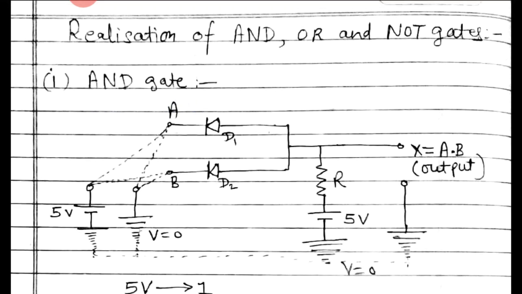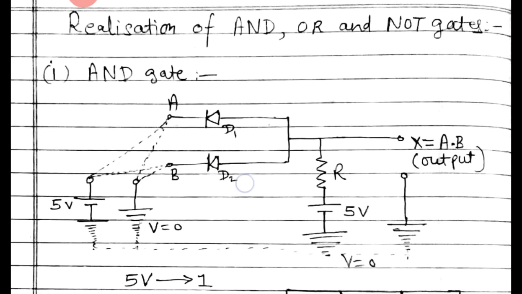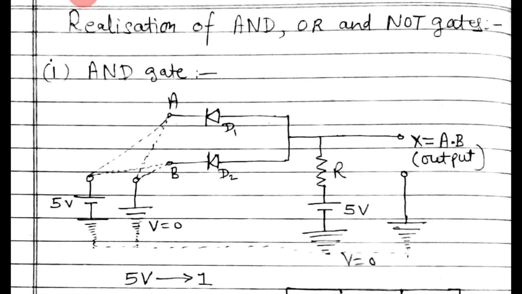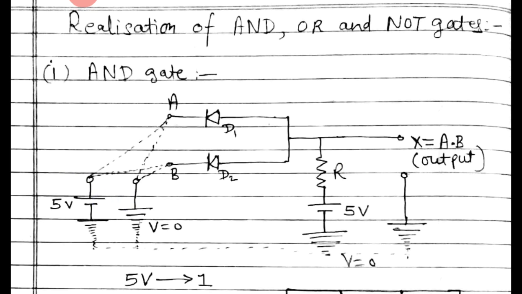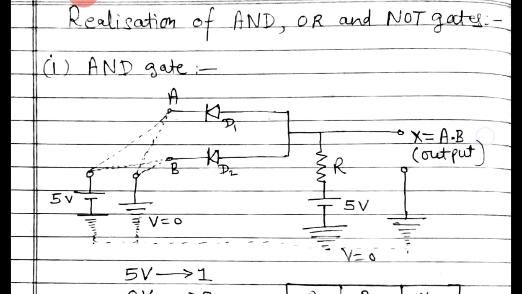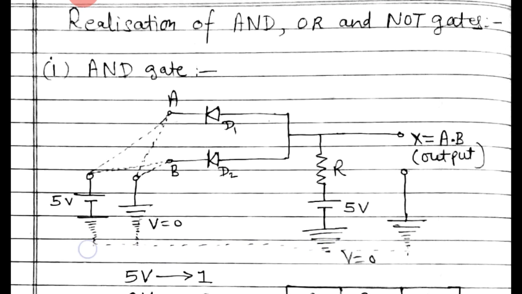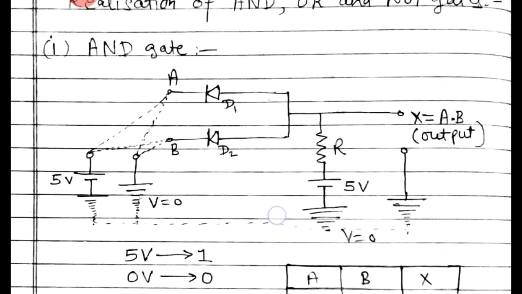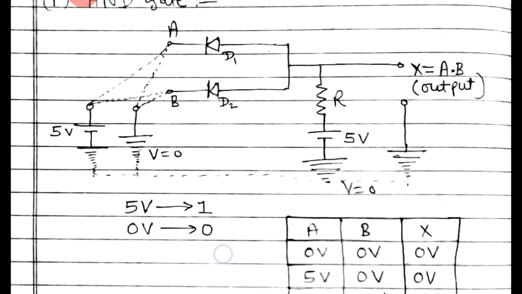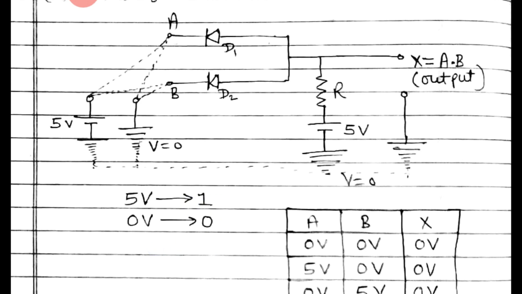Now there are two diodes, D1 and D2, and there is one source of 5 volt, there is one resistance R, and here are inputs of 5 volt and 0 volt at point A and at point B. Here is the output at point X. All these points are grounded, which means they are at 0 potential. 5 volt is taken as 1 and 0 volt as 0 here. Now we are going to make a truth table for this circuit.